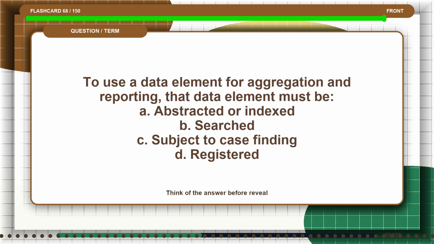Flashcard 68. To use a data element for aggregation and reporting, that data element must be A. abstracted or indexed, B. searched, C. subject to case finding, D. registered. Think of the answer before the reveal.